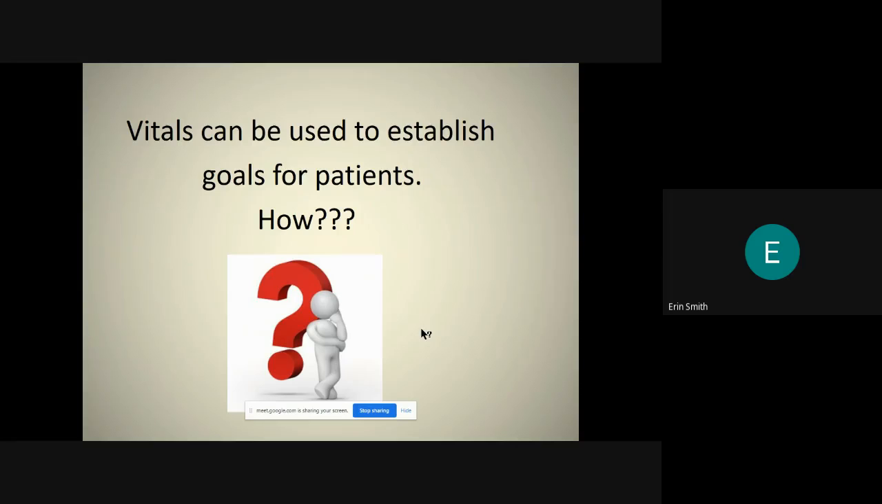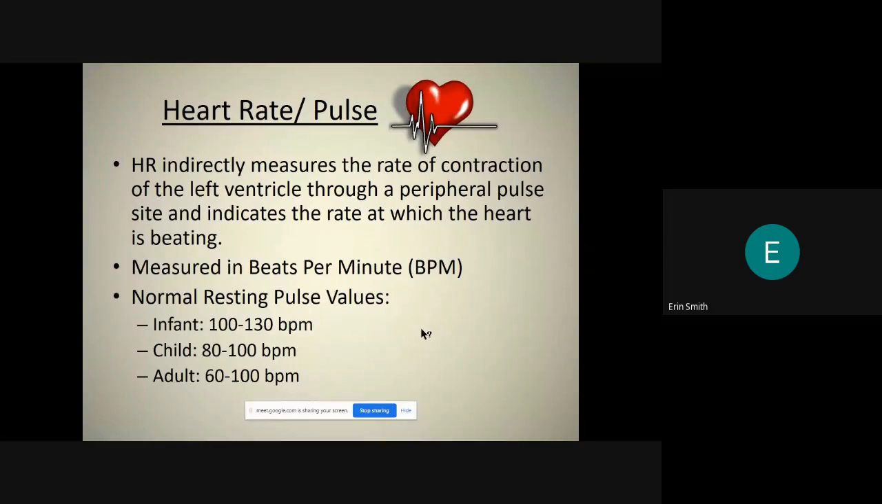Another example would be a patient's heart rate while they're ambulating. So is their heart rate staying within normal limits based on the distance they're ambulating? So maybe it stays within normal limits after 60 feet of walking, but we notice that when they double that and they're walking 120 to 150 feet, all of a sudden they're no longer able to maintain their heart rate within normal limits. So again, that's just another example of how we can use vitals to establish goals for our patients. So let's first talk about heart rate or pulse.